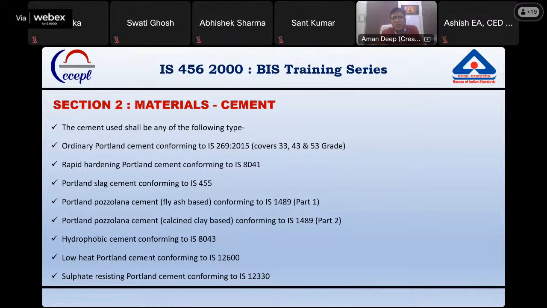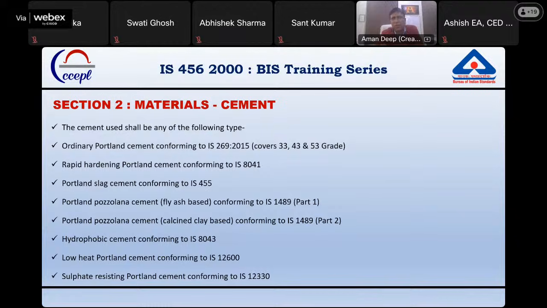So in general purpose cement, at least we can consider OPC, the ordinary Portland cement, conforming to IS 269. I have specifically mentioned the year because in the 2015 revision, all the grades of the OPC have been covered within this standard. Then we have rapid hardening Portland cement conforming to IS 8041. This is a special type of requirement and different special cement for specific requirements. Then we have Portland slag cement, what we call PSC also. PSC cement is also a general purpose cement and it should be as per IS 455.